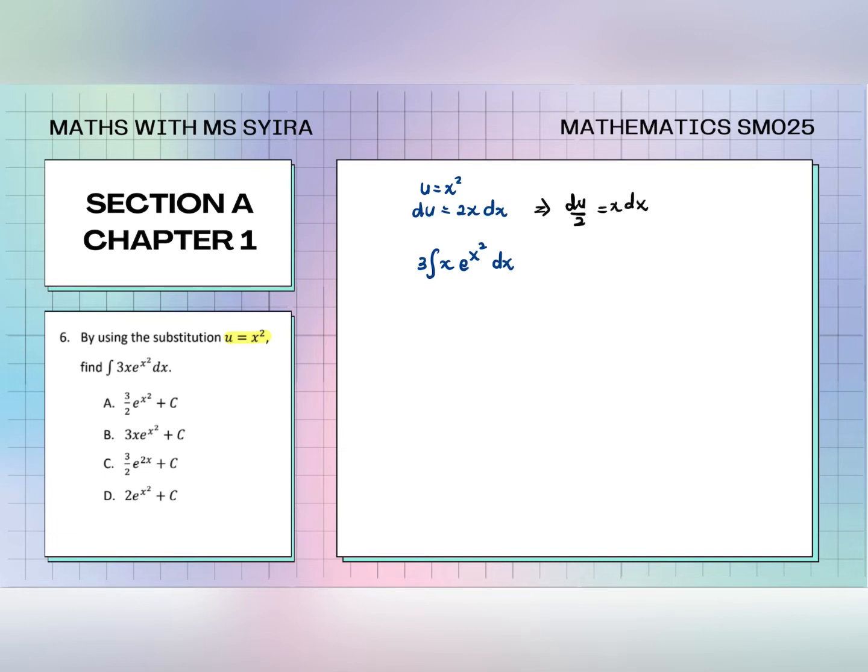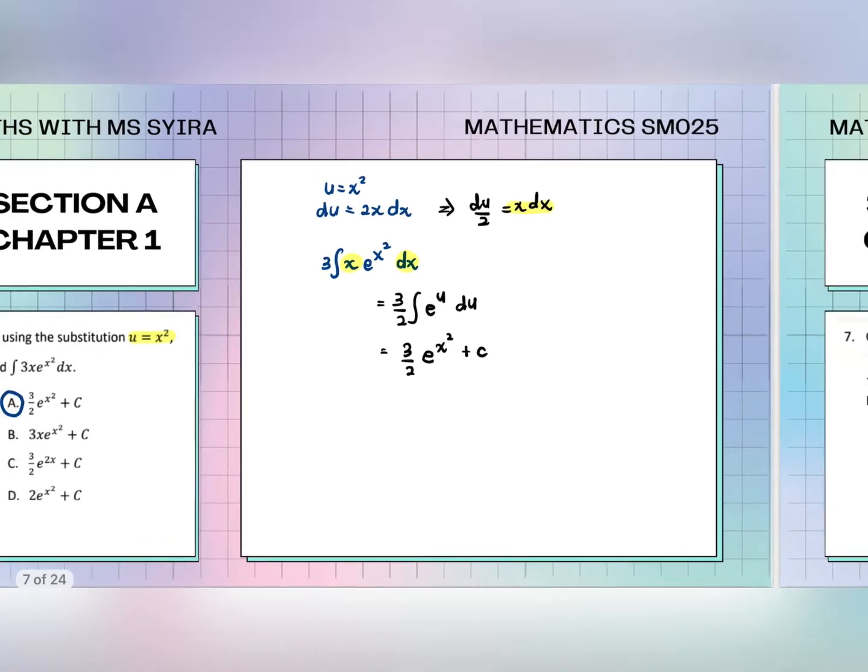Okay, so that we can see the pattern here. x dx will be our du over 2. So what is left is to integrate 3 over 2 e to the power of u. So x dx is du over 2, and I have taken the 3 over 2 out. Integrating e power of u, we get back e power of u. So what is u? x squared plus c. And the answer here is 3 over 2 e of x squared plus c. So the answer should be A.